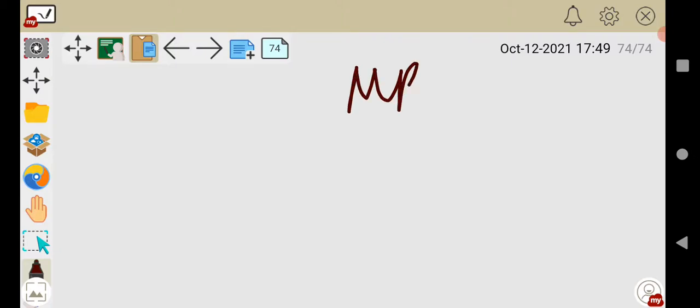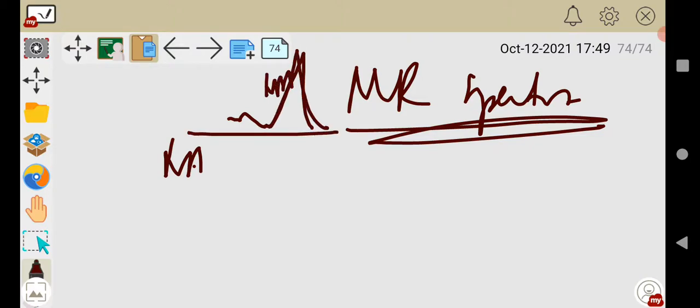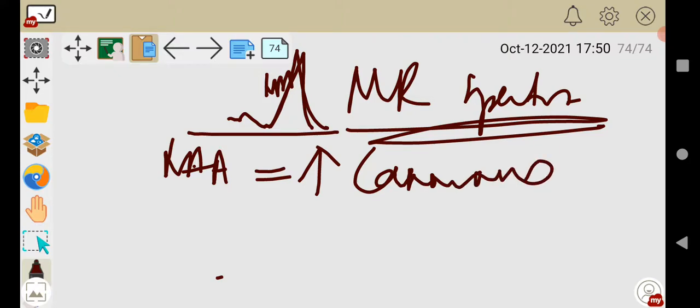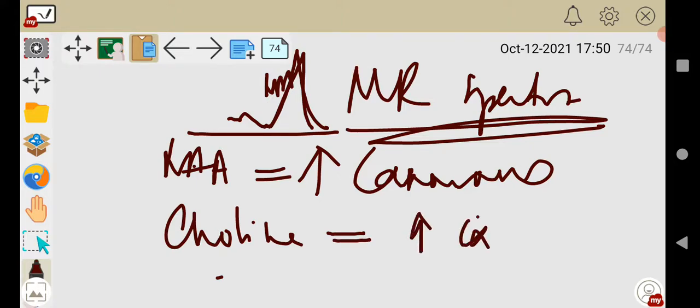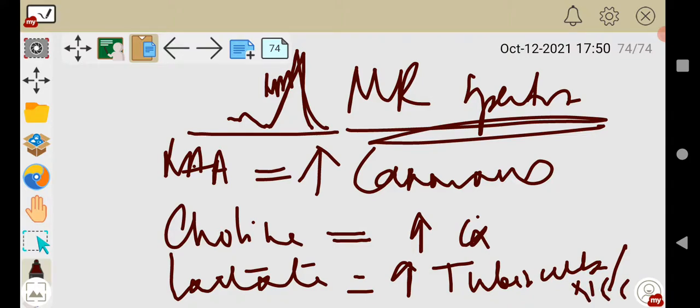Okay. So next I will say about MR spectroscopy. Often asked. So just remember a few points. See, they will give a graph and they will name some of the markers, and they will say NA, and you are seeing an NA peak. So in what all conditions will we see this peak? NA means N-acetyl aspartate, right? It is increased in Canavan's disease. Don't forget it, Canavan's disease. Choline. In which all conditions will choline increase? Choline will increase in cancer, correct? Creatinine is a reference marker, and lactate, yes, lactate is also important. Lactate will increase in tuberculoma or neurocysticercosis. Chalo, next.